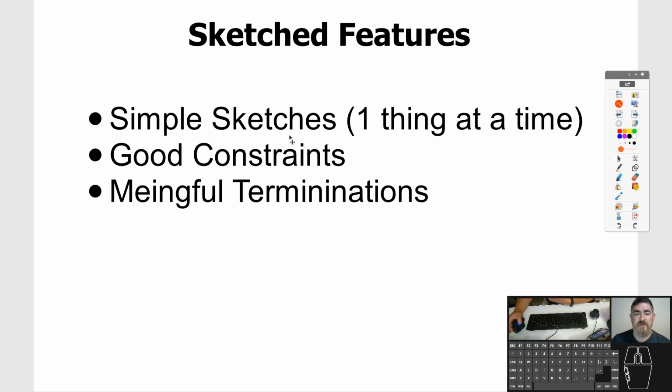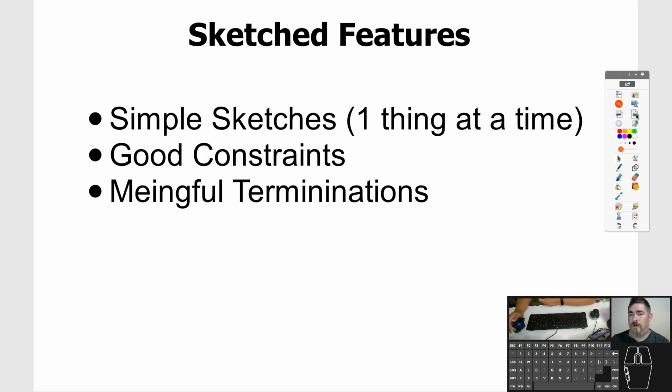We want to use good constraints that are based on the design intent that we've defined. So if things are supposed to be centered, we want to make constraints that will allow those things to stay centered. And we want to use meaningful termination. So not just extruding to a certain distance, but extruding through all or to a surface and things like that.